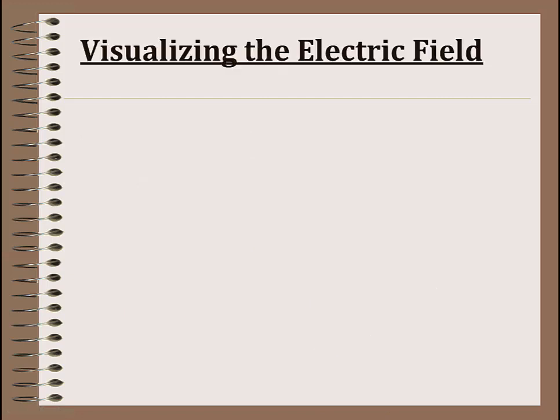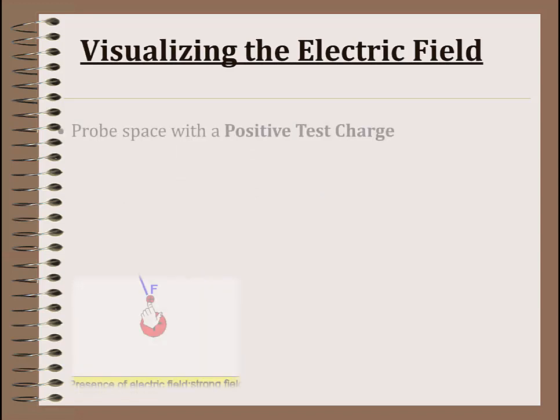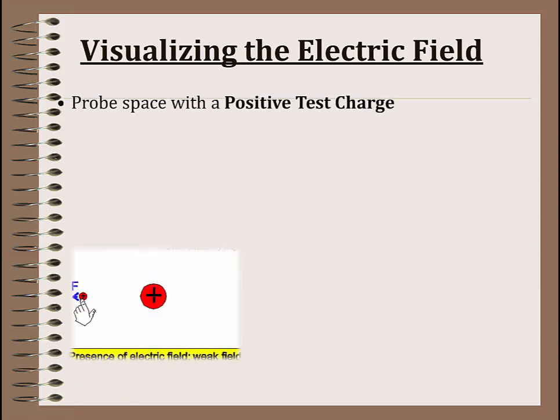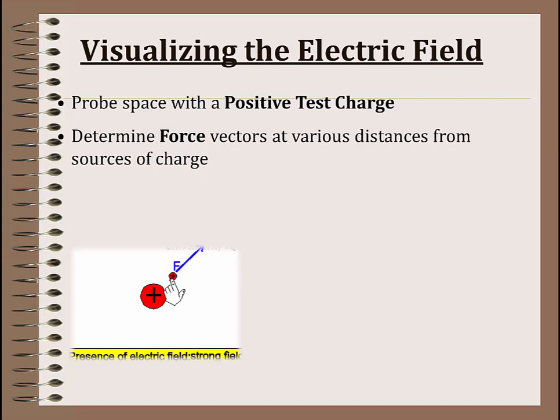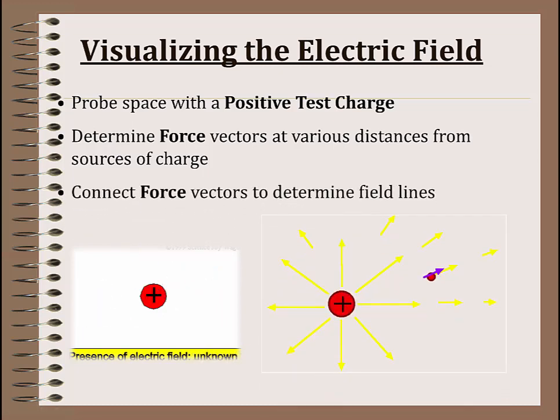Next, let's talk about how do you visualize the electric field. So the rule of thumb is, again, you probe the space around an electric field with a positive test charge by definition. So it's like a positive hockey puck that you put in an ice rink that's full of electric fields. Next, you can determine the force vectors at various distance from the source of charge. You can test far away, you can test close, as you can see in this little animation.